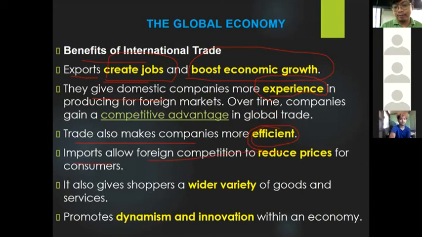Imports allow foreign competition to reduce prices for consumers. Ang trading, ang pinaka-advantage niyan is sa ating mga local consumers. Kasi kapag mas maraming foreign products na pumapasok sa isang bansa, yung presyo ng mga bilihin mas bumababa. Halimbawa, may mga mask na made in the Philippines. May mga mask din na made from other countries. Kapag yung nagsisirculate lang na product ay galing sa Pilipinas, mas mahal yung presyo niya kasi may monopoly. Pero pag mas maraming competitors na pumasok, mas mura nating mabibili yung mga products.